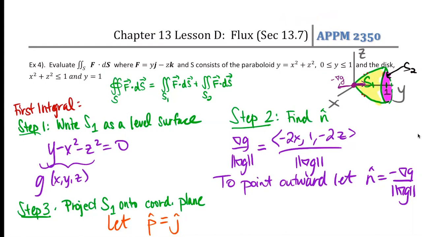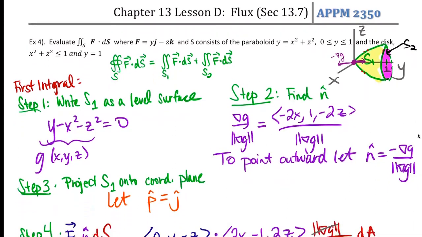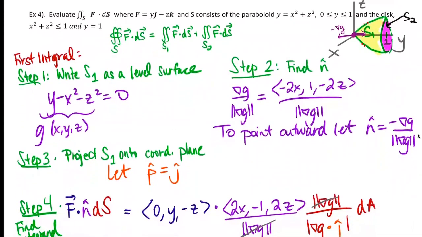Okay, now we need to pick a coordinate plane where we can project. And again, I don't want this surface to fold on itself, this bowl, so it's going to be easiest for me to project this onto the xz plane in this case. And so I'm going to let p hat just be j hat.